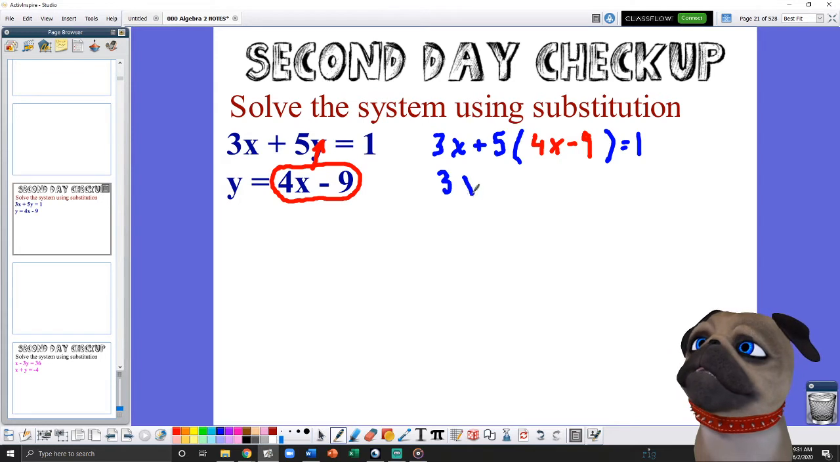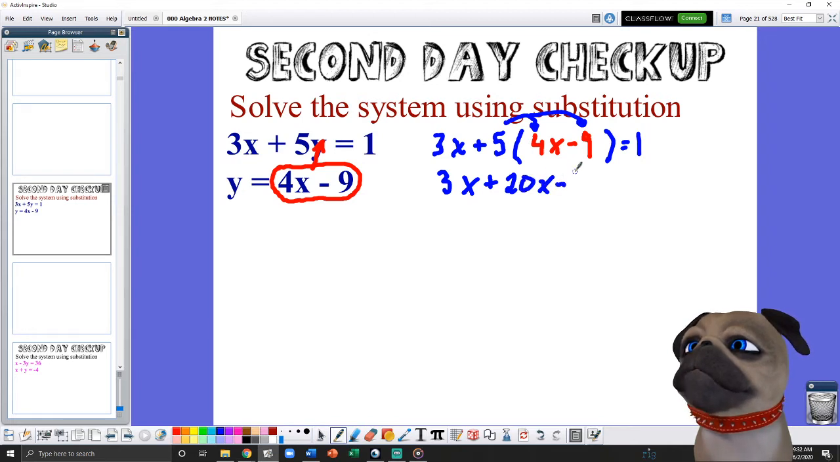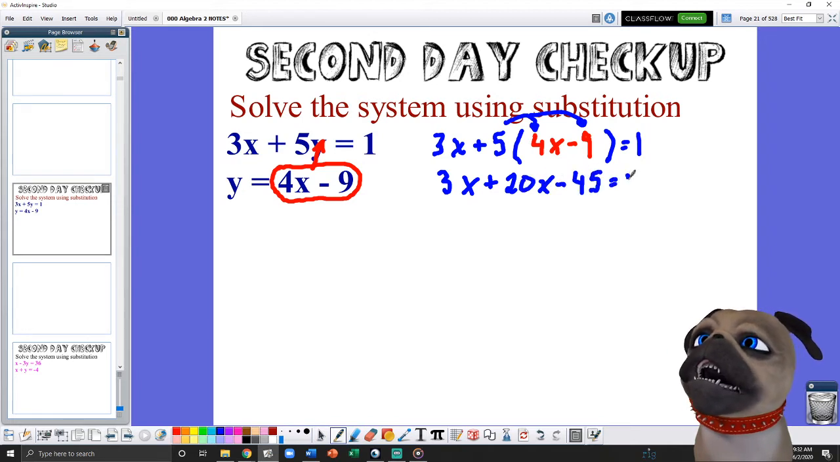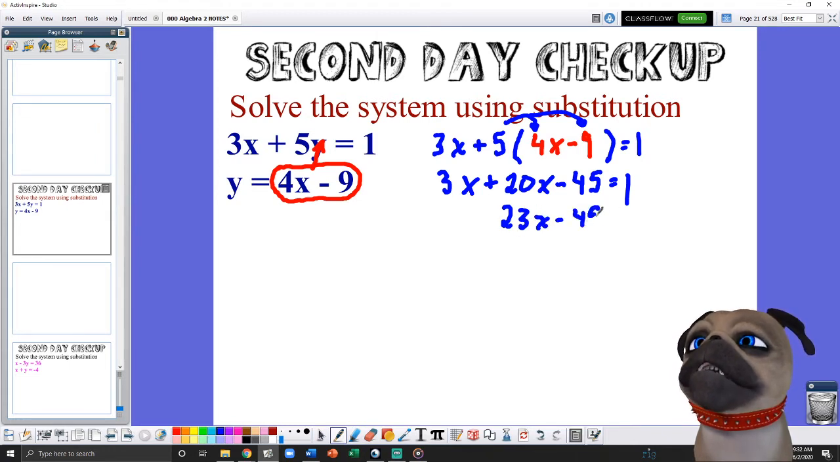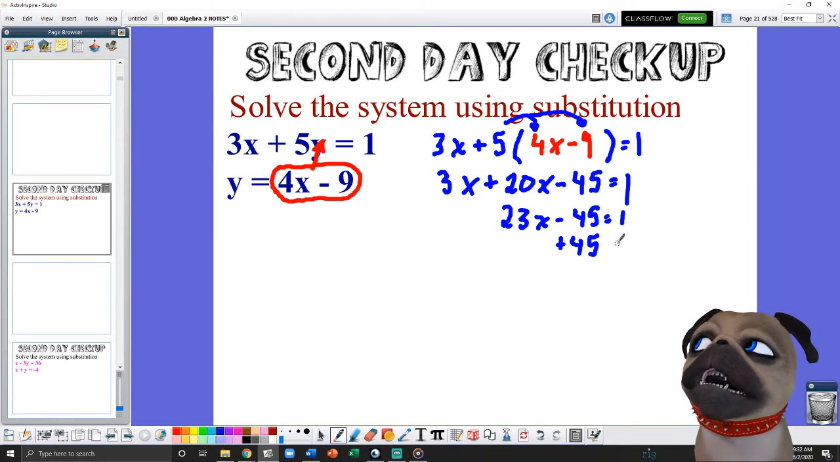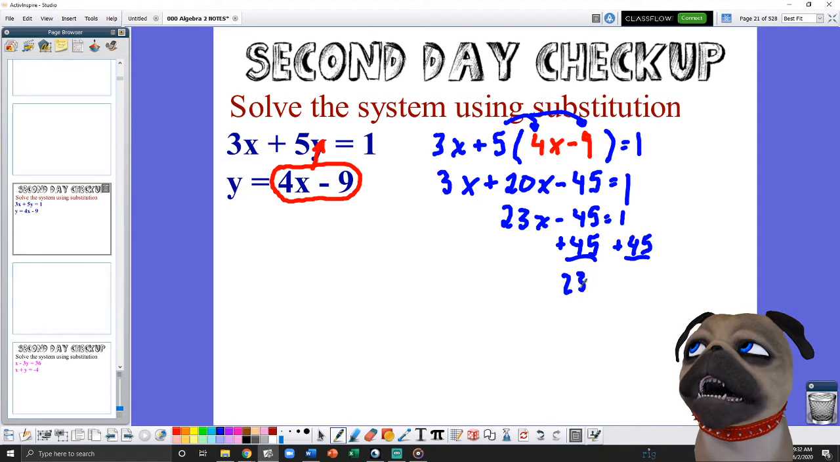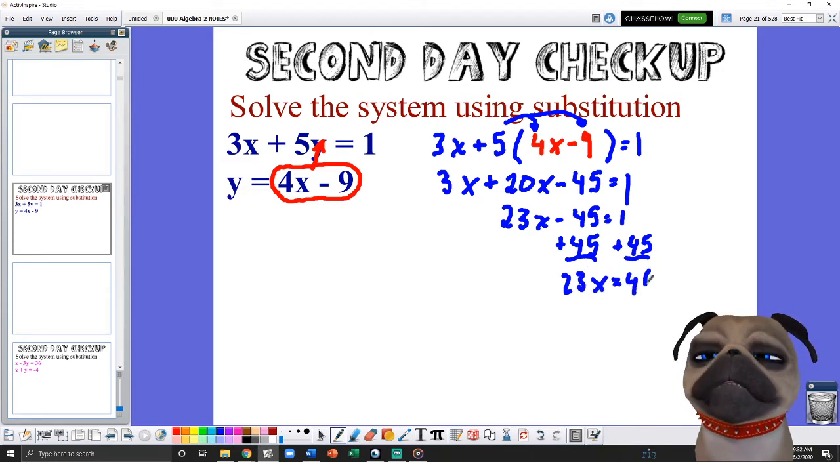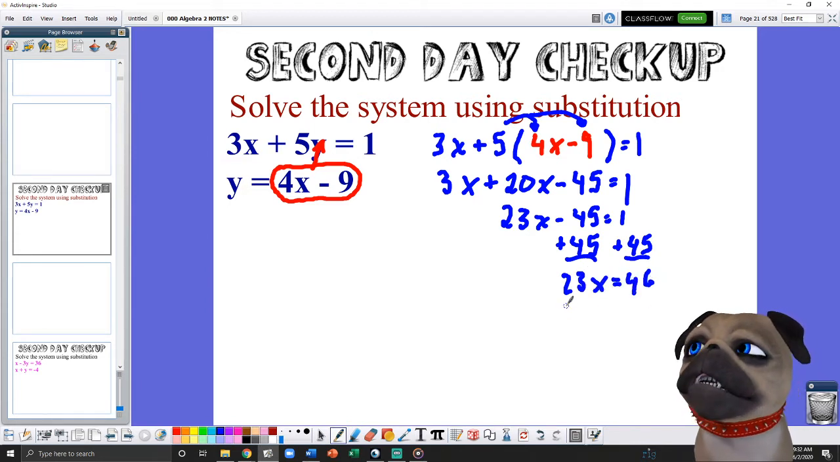You're just going to distribute the 5. So that's 5 times 4x and 5 times negative 9. This gives me 20x and minus 45. Next, you should be flying here. We're combining like terms. Then you're going to add 45 to both sides to move it over. Like that, and then divide by 23. At this point you got x equals 2.